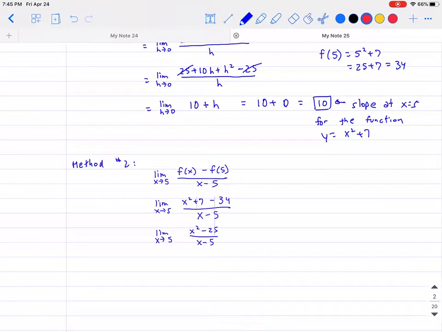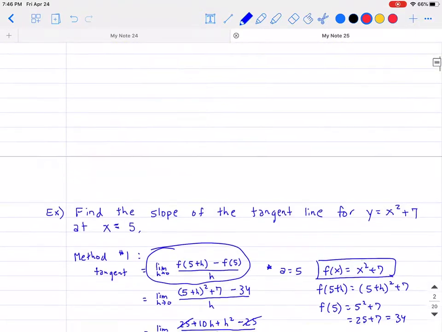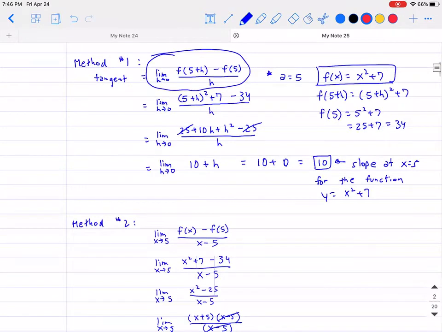And as luck would have it, notice the top part is a difference of squares, which I can factor. So limit as x approaches 5, we have x plus 5 and x minus 5 on the top, both factors, divided by x minus 5. The x minus 5 cancels from both top and bottom, which was the problematic part. So now limit as x approaches 5 of x plus 5. We're going to go ahead and use direct substitution because this is a polynomial. So 5 plus 5, so the answer is equal to 10. So same as what we have above.